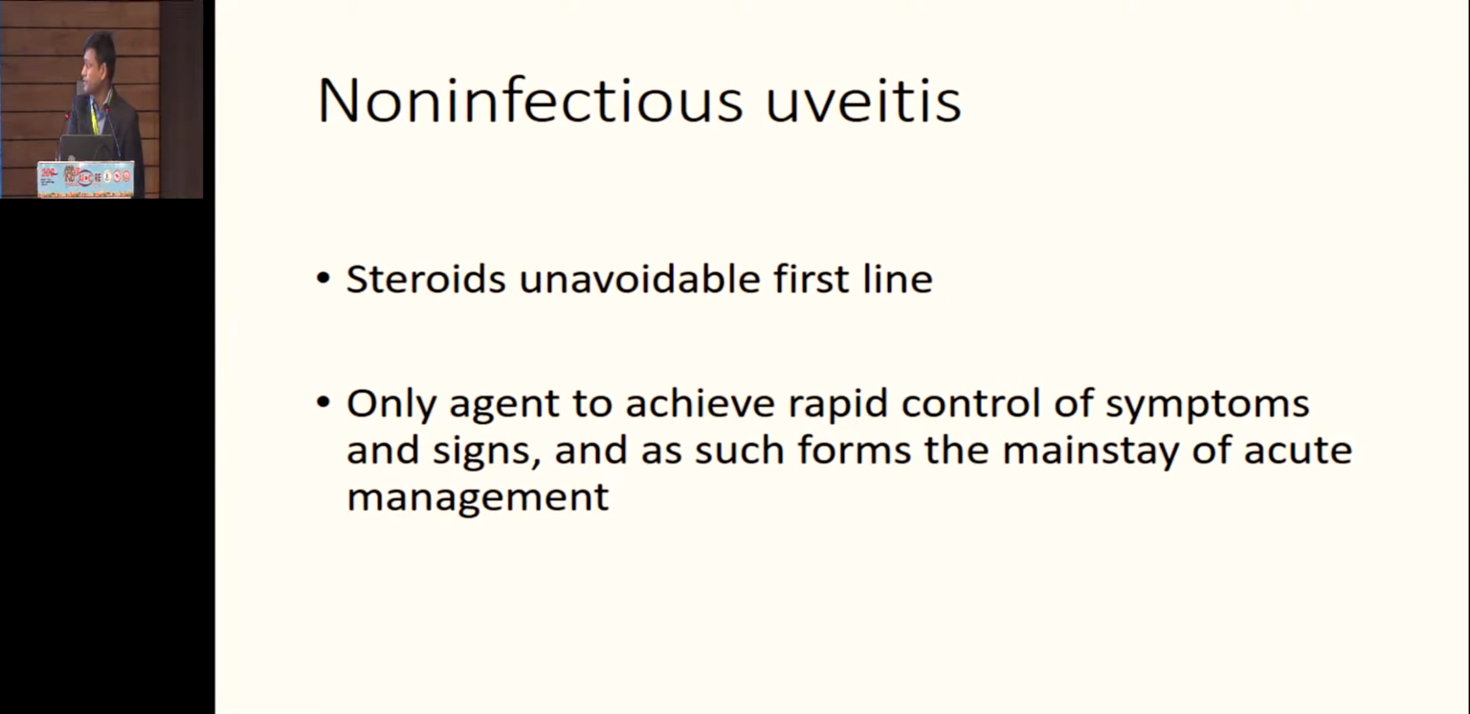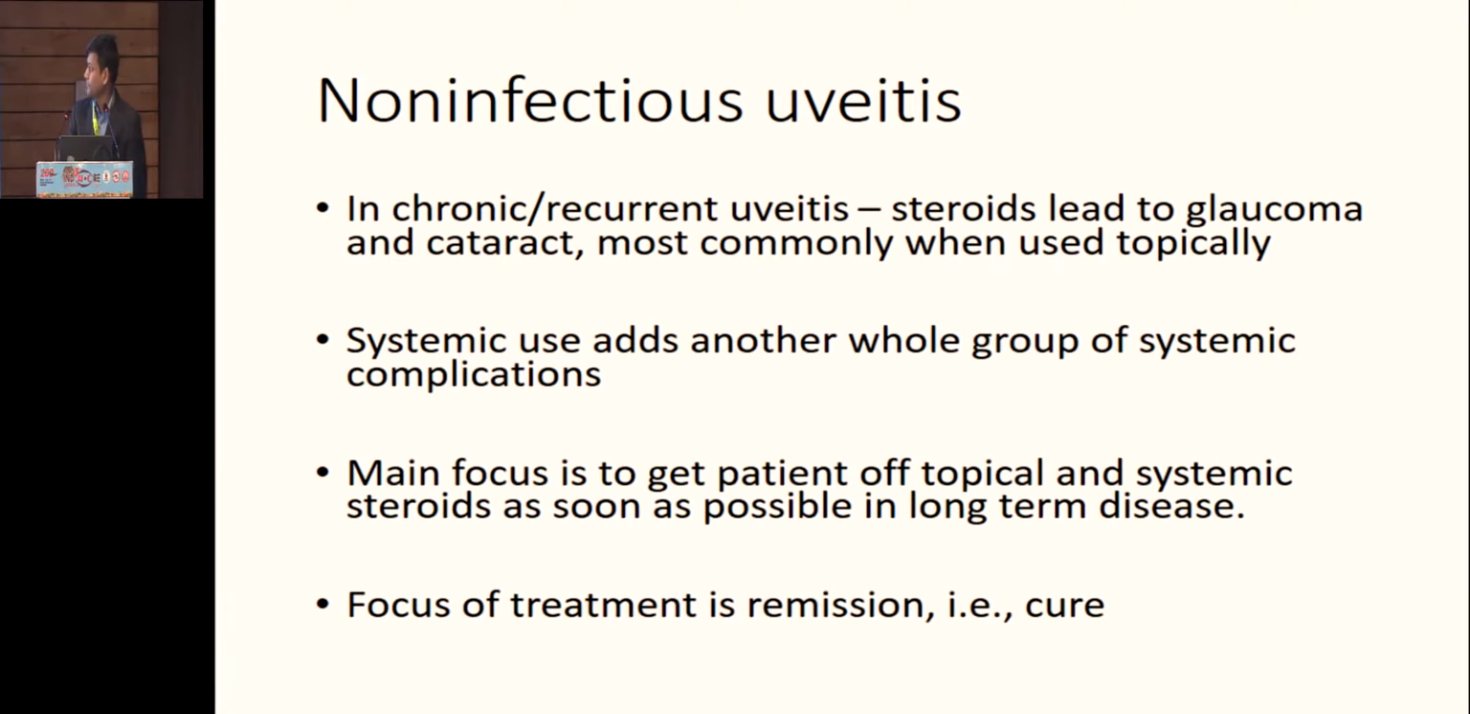So first of all, we need to speak about steroids, because in any case of non-infectious uveitis, steroids are the unavoidable first line, whether it be topical, periocular, or systemic, depending on whether it's anterior, posterior, or pars planitis. As of now, it's the only agent that achieves rapid control of symptoms. So steroids are not something we'll eliminate in the near future.